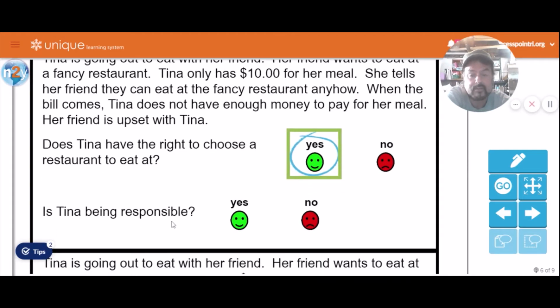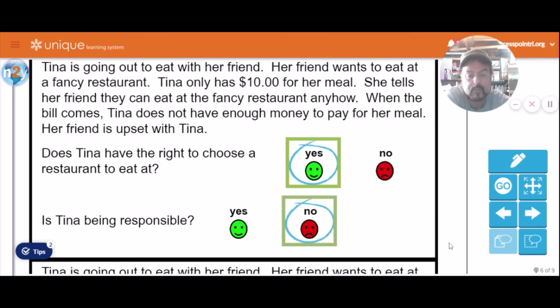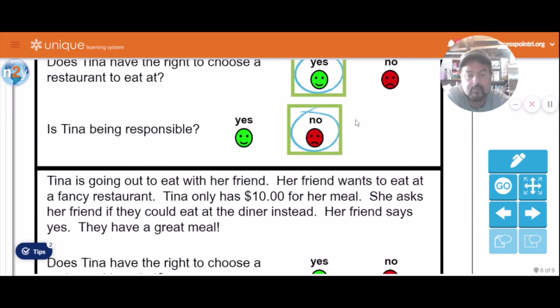Is Tina being responsible? Okay, so she only had $10 and she said, nah, we'll just go eat there anyways. Food might be expensive, but it's okay. And then the bill came and she didn't have enough to pay her share. Okay, so that's not being responsible. So is Tina being responsible by not having enough money to pay for her meal? No. Okay, green boxes means we got the answer right.